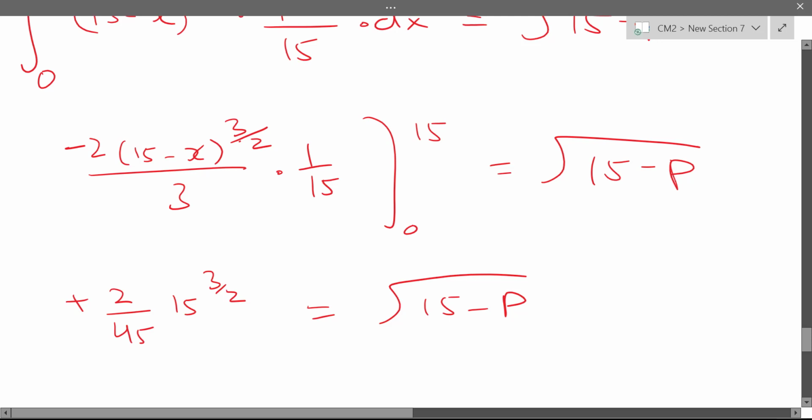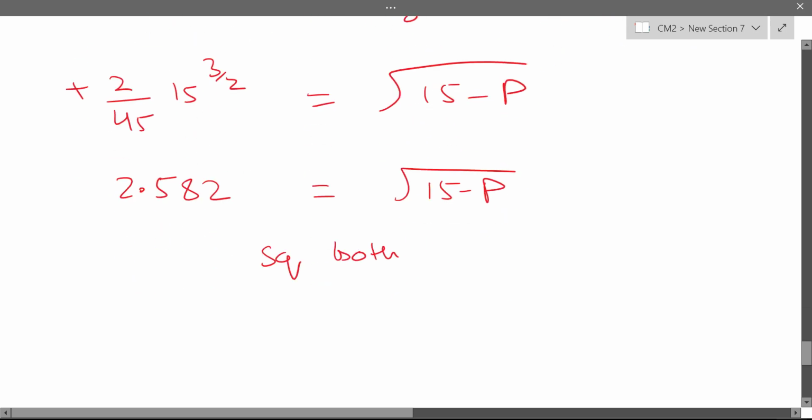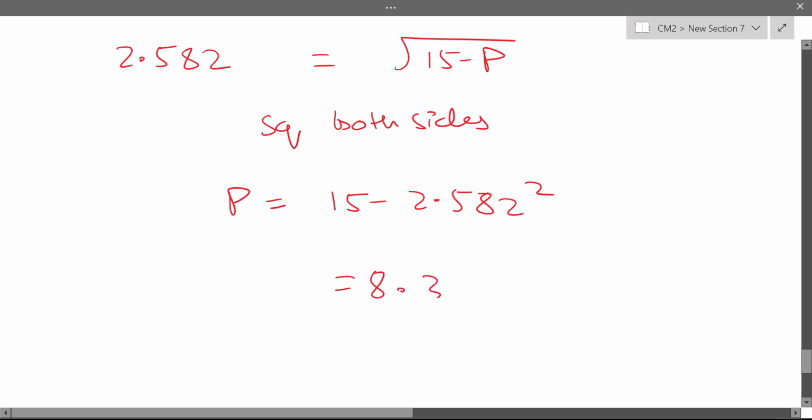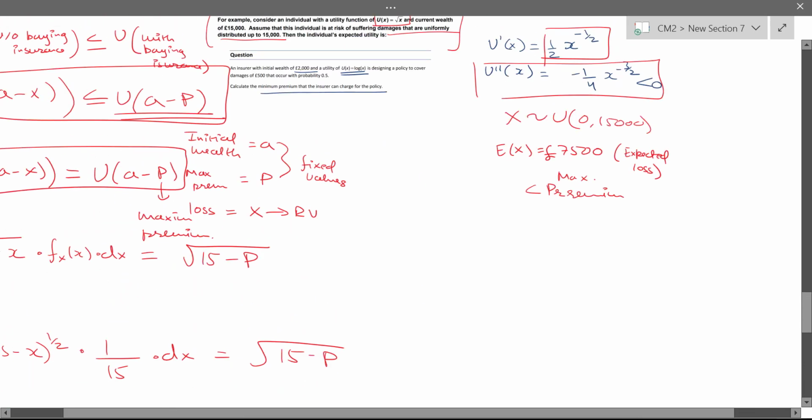So, if I solve this, this just becomes 2.582. Okay. And this is equal to root over 15 minus p. Now, I will square both sides. So, your p will be equal to 15 minus 2.582 squared, right, which will just become 8.333, and this is in units of thousands. So, the maximum premium that you are willing to pay becomes 8,333,000 pounds, which is higher than your expected loss.